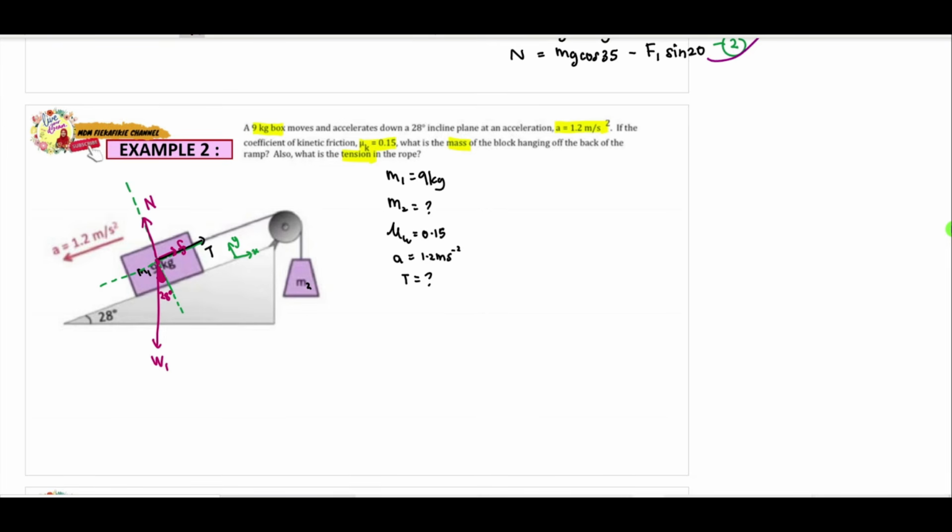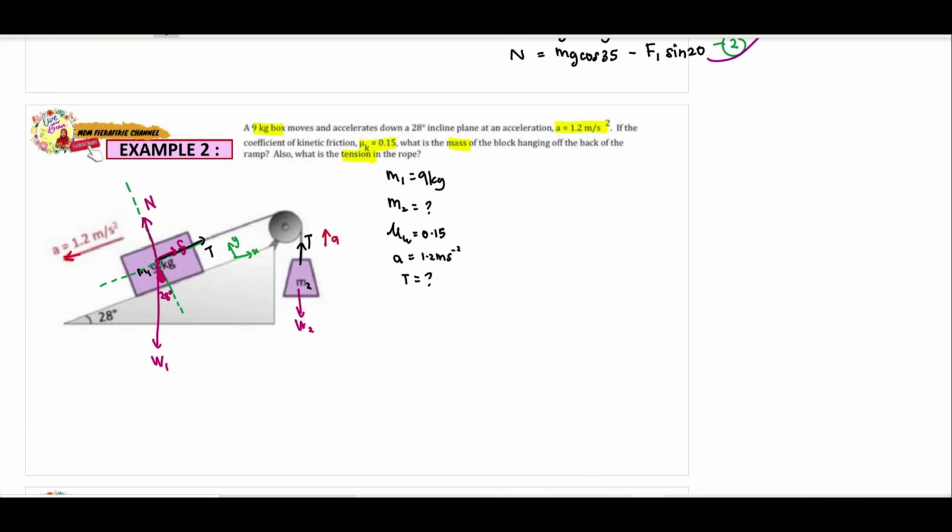And how about mass 2? So, mass 2, kita akan ada W2 downward. And kita ada juga tension. So, kita guna kalam hitam. So, tension is upward. Okay, so as we know that the object is moving down the inclined plane in this direction. So, untuk mass 2, dia mestilah bergerak ke atas, kan? So, pentinglah kita lukis kecil dekat situ untuk guide kita. Kita nak tahu motion dia bergerak ke mana, ya? So, kita lukis sikit kecil dekat situ.